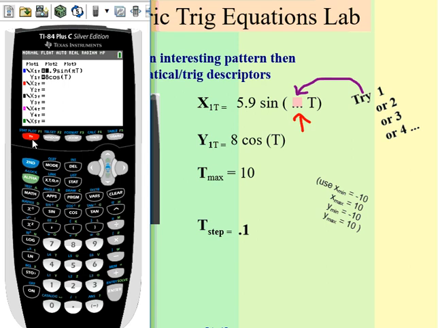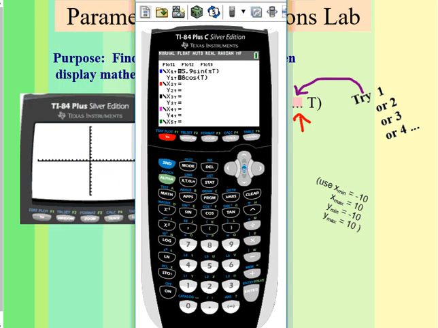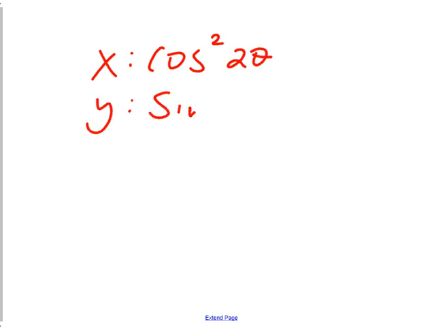Here is a typical question off the test. How would we ask you to graph one? We might say x is cosine squared of 2 theta, and y is sine squared of 2 theta, and I want you to graph this between 0 and pi.